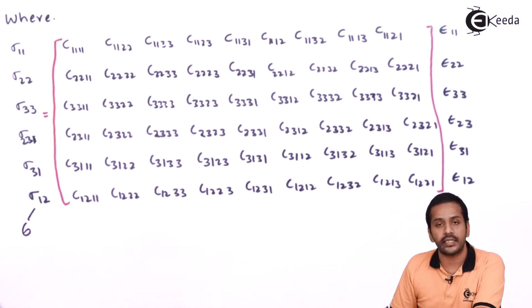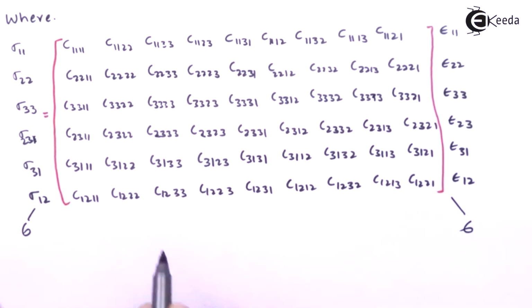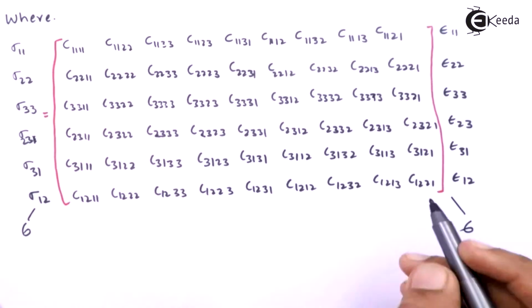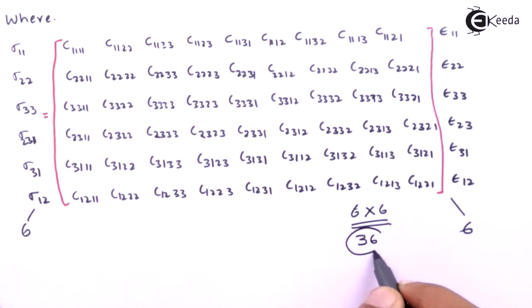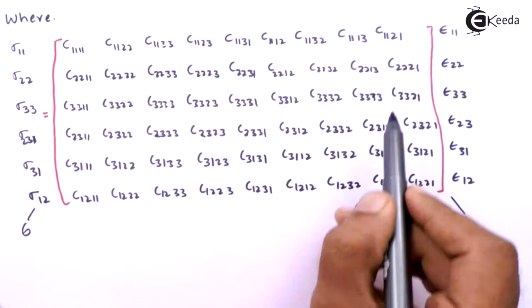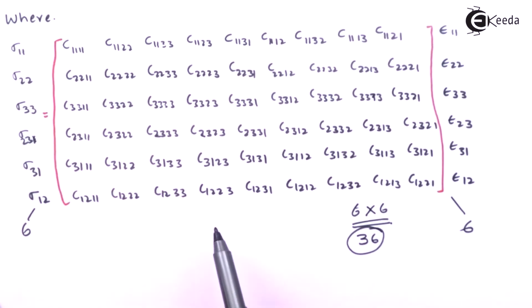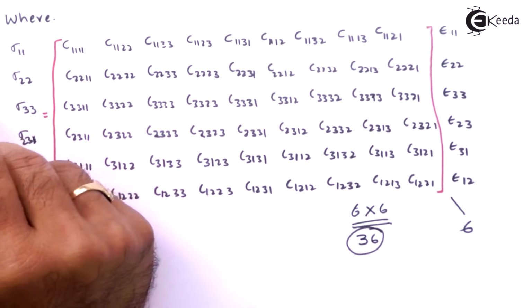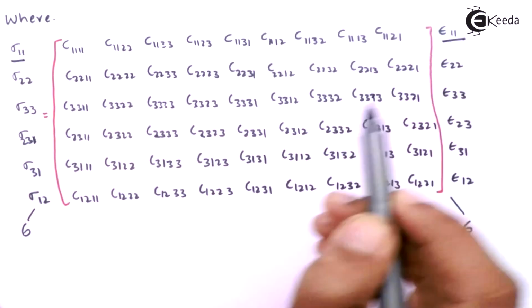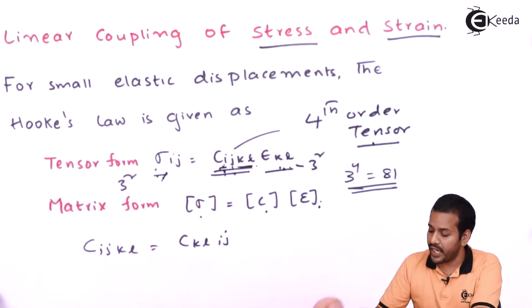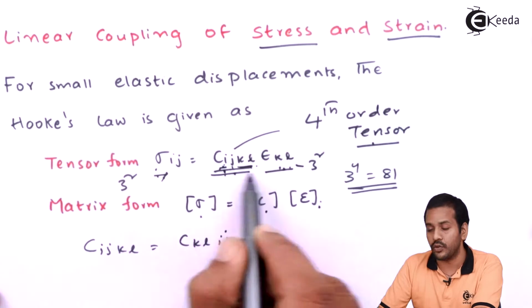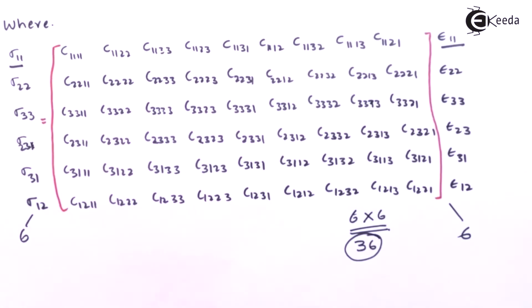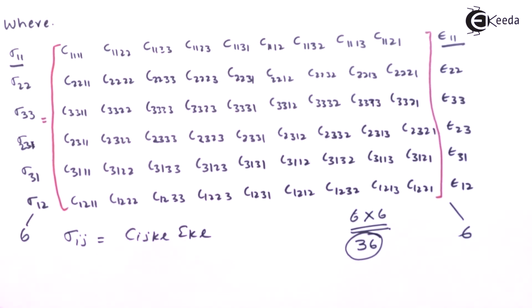Since stress is symmetric, it will have 6 components. Strain is symmetric, 6 components. So how many components will this C have now? It will have 6 by 6, nothing but 36 components. Here, this is sigma ij, this is epsilon ij. Now I am writing this tensor notation in the matrix format. So how am I writing this matrix? Sigma ij is nothing but Cijkl epsilon kl.